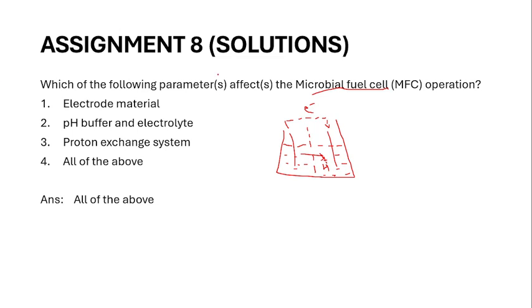So what are the parameters that affect this operation? All of them: the electrode material, both the cathode and anode, and the pH buffer and electrolyte. So all the solutions involved here. And the proton exchange system is nothing but the membrane which is used to separate the H plus ions. Okay. So all these three are responsible for the MFC operation. Okay.